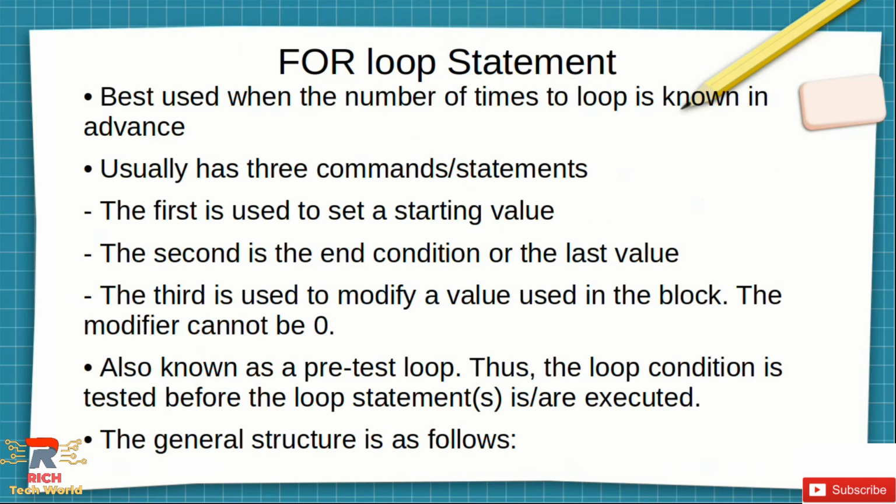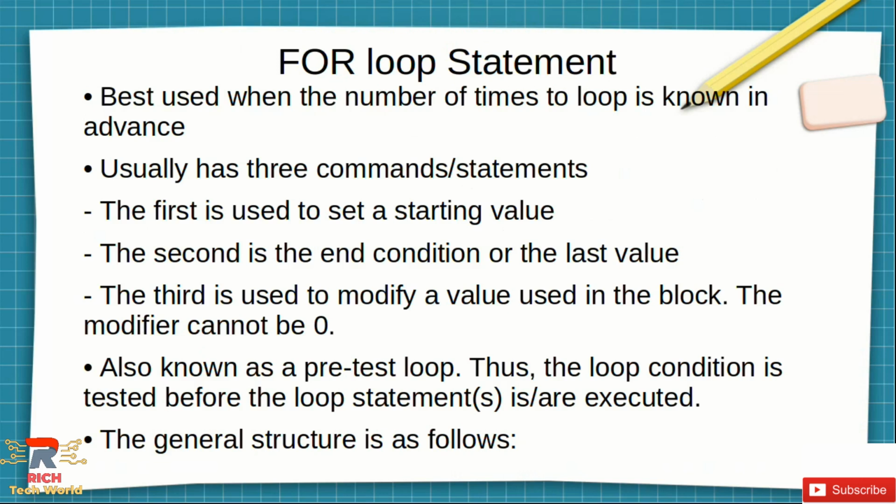Also, it usually comes with three commands, or three statements. So it is in three phases. The first one is used to set the starting value. The second one is for the ending condition or the last value, and then the third one is the modifier. After every run, the modifier is what is going to make changes to the starting value. So let's take note of that.